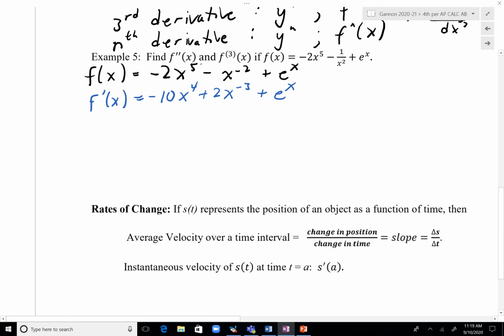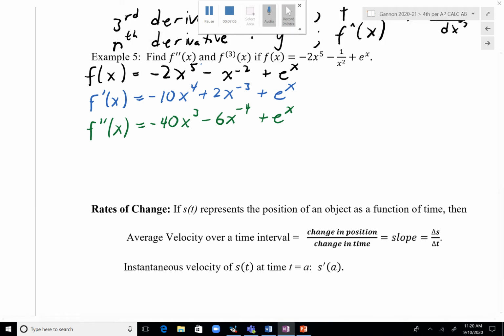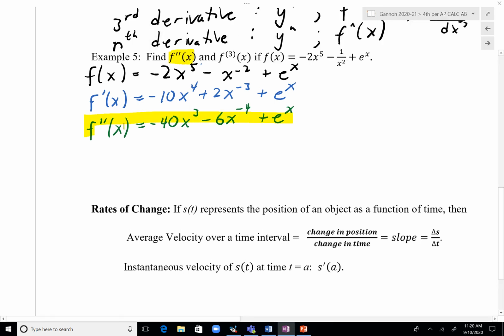The second derivative is simply the derivative of the first derivative. So the second derivative is equal to, apply the power rule to that first term: 4 times negative 10 is negative 40x to the third. I'm going to use the power rule again, so negative 3 times 2 is negative 6x. We're reducing by 1, so that's negative 4, plus e to the x. So that would be the second derivative. The second derivative is this answer right here.